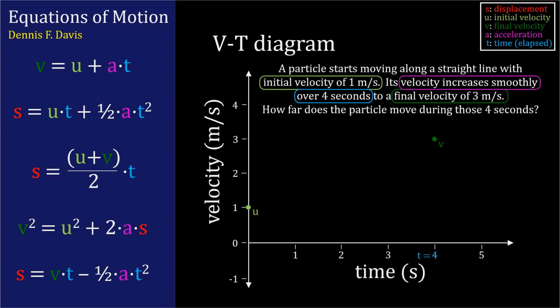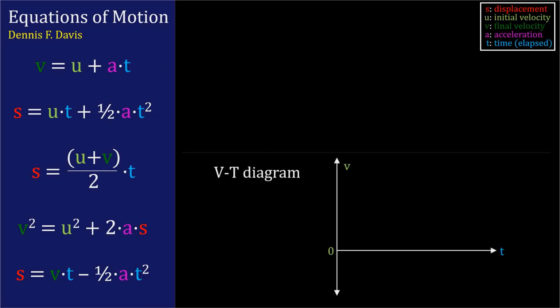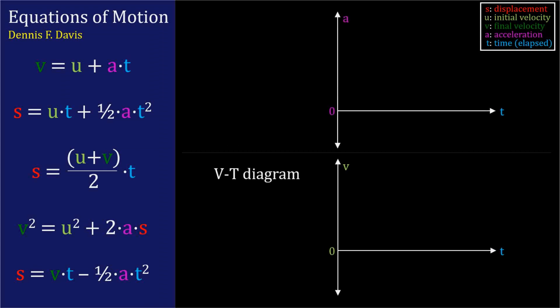This means that the line between the initial and final velocities on the VT diagram will be straight. Straight lines on a VT diagram are a result of the assumption concerning constant or uniform acceleration. Let's take an important detour and see what this means. In addition to VT diagrams, where we plot velocity as a function of time, there are also AT diagrams, where we plot acceleration as a function of time.